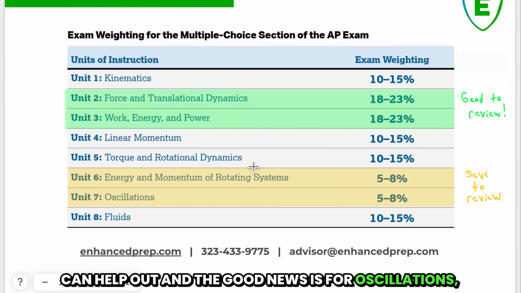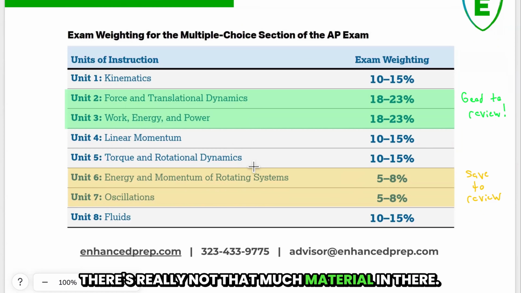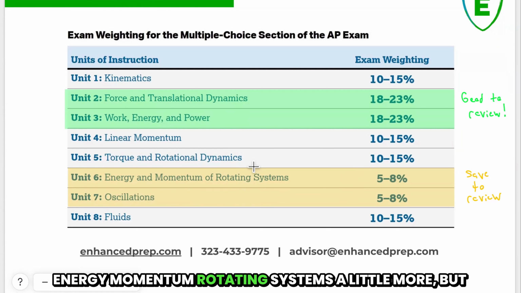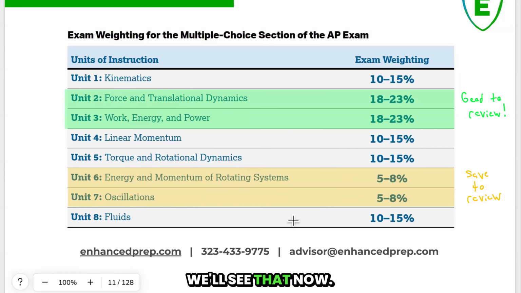And the good news is for oscillations, there's really not that much material in there. Energy, momentum, and rotating systems, a little more. But we'll see that now.